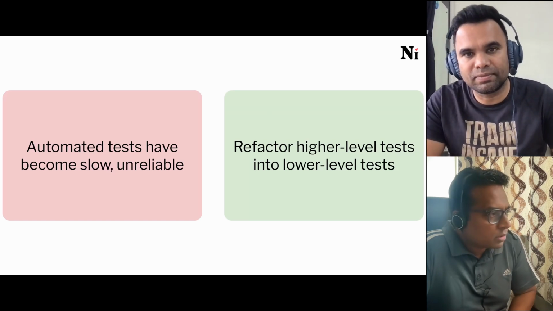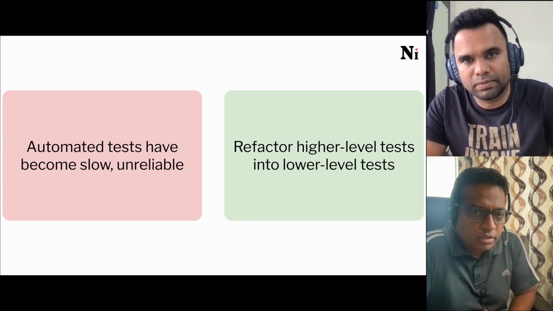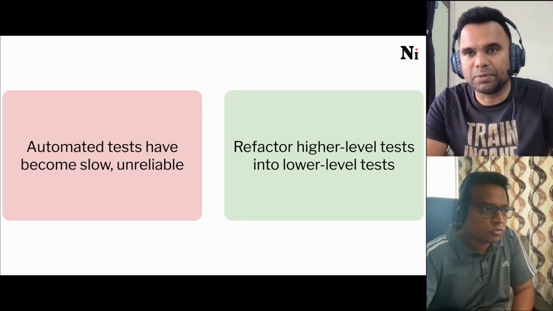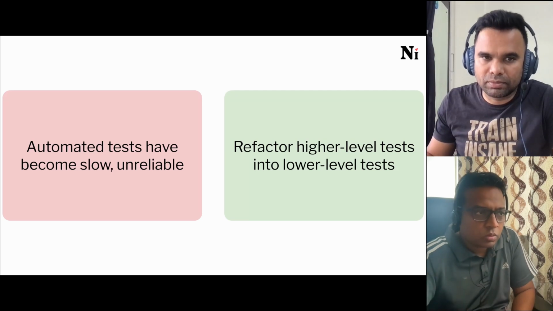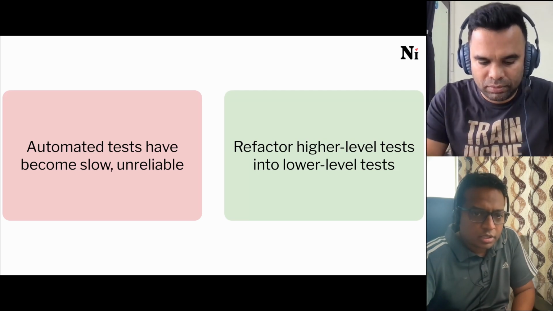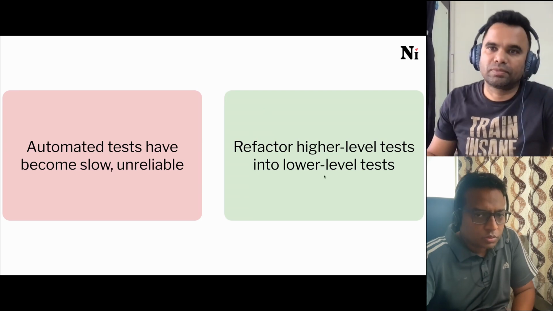So especially when teams realize that their test suite has become slow and has become unreliable, that is certainly the trigger for them to then refactor tests such that they move more of the scenarios from the higher level tests down to unit tests and integration tests rather than doing it all in end-to-end tests.